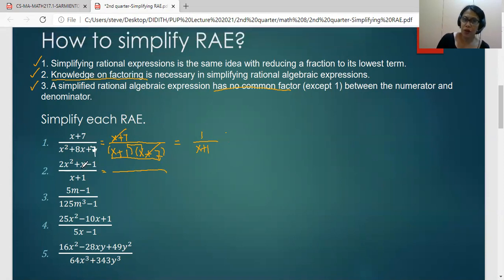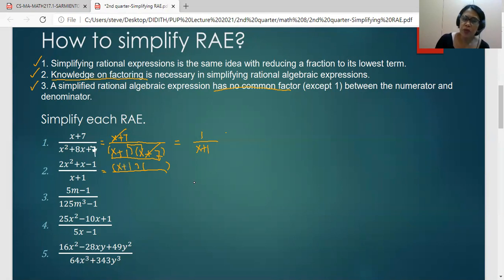it's not a perfect square trinomial, so we will do trial and error again. So we're expecting two binomial factors. We might consider one of the factors of the numerator. You might consider x plus 1 as one of the factors of the numerator because our goal here is to cancel common factor. So we're expecting that they have common factor. So we will consider x plus 1 as one of the factors of the numerator here.